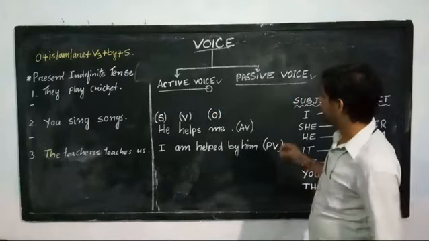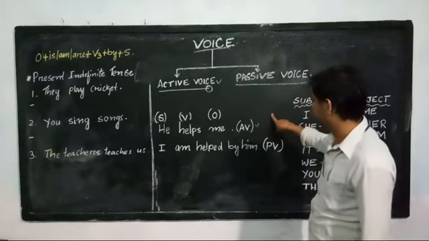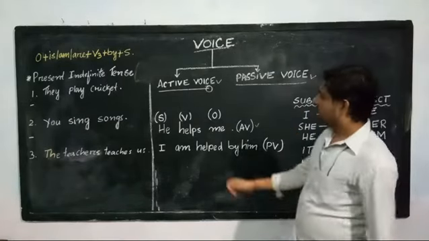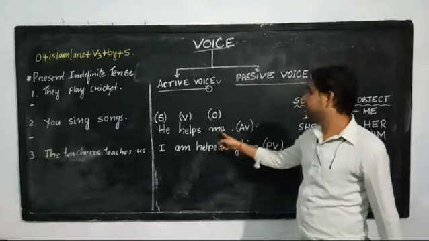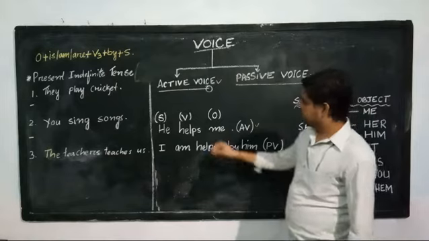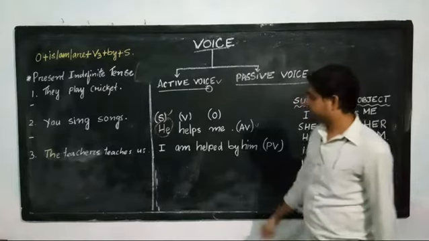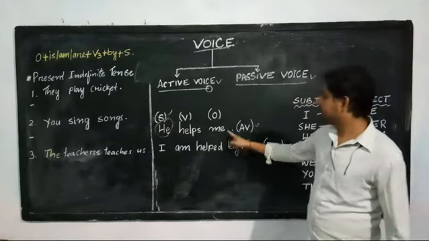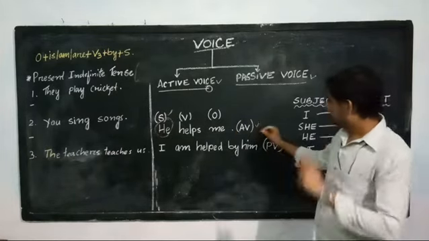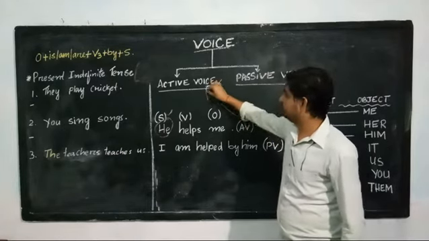With the help of one example of active and passive, it may become clear to you. The example is: He helps me. What is he here? He is the subject, helps is the verb, and me is the object. He helps me. This is in active voice.